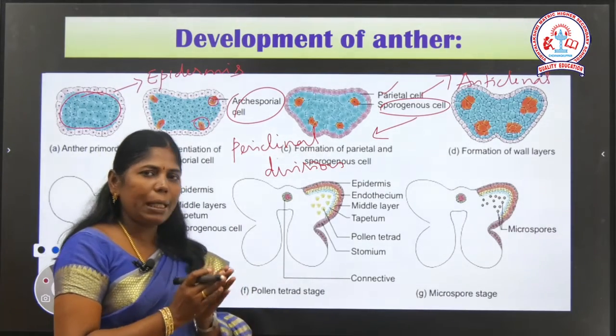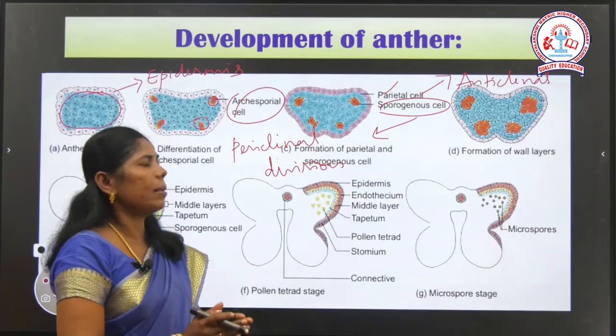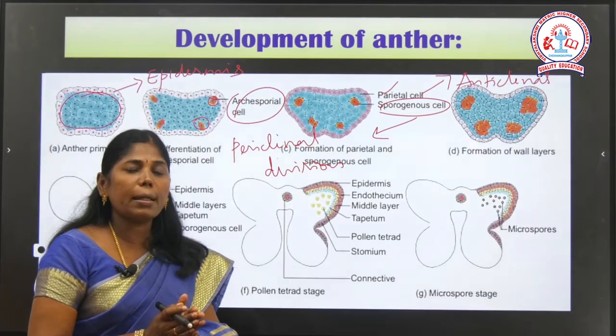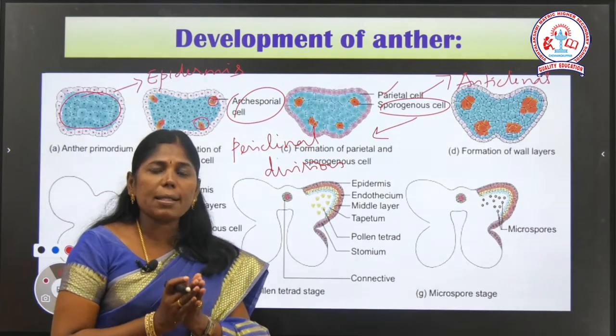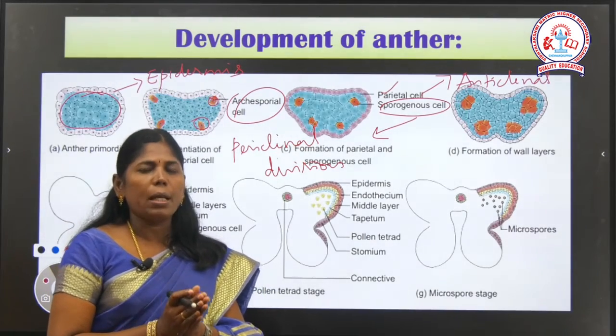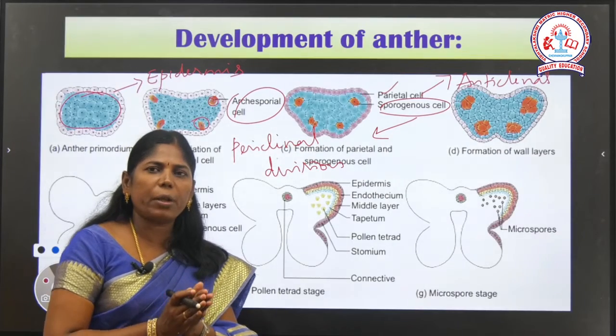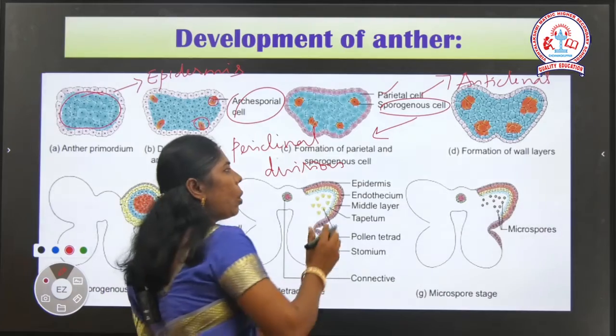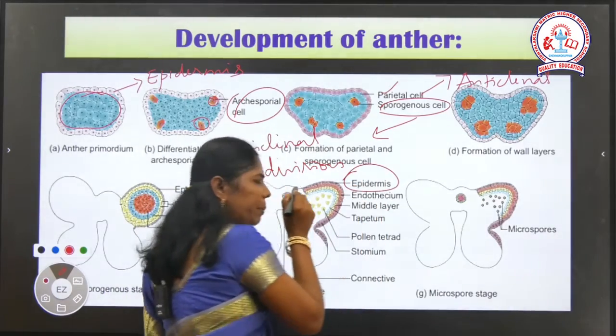The periclinal and anticlinal divisions taking place in the primary parietal layer give rise to the four layers of the anther, which is considered as the anther wall. How is it formed? It is formed from the periphery to the center. So, what is the outermost layer? Already we know that it is the epidermis.